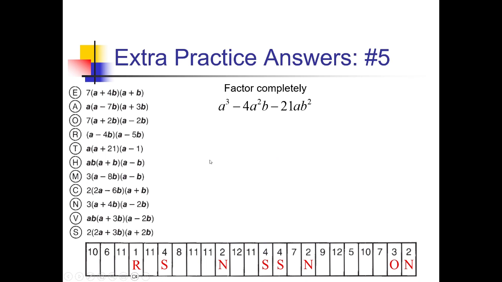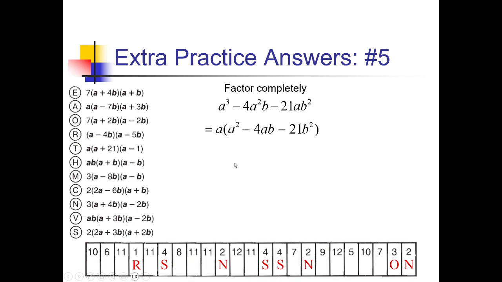For number 5, let me start by seeing if there's any common factors I can take out, because I noticed this is an a cubed, so this is not a quadratic. Luckily, these all have an a that they can give me. So I take out an a. That leaves me with an a squared minus 4ab, and then minus 21, and we're losing that a, so just 21b squared.